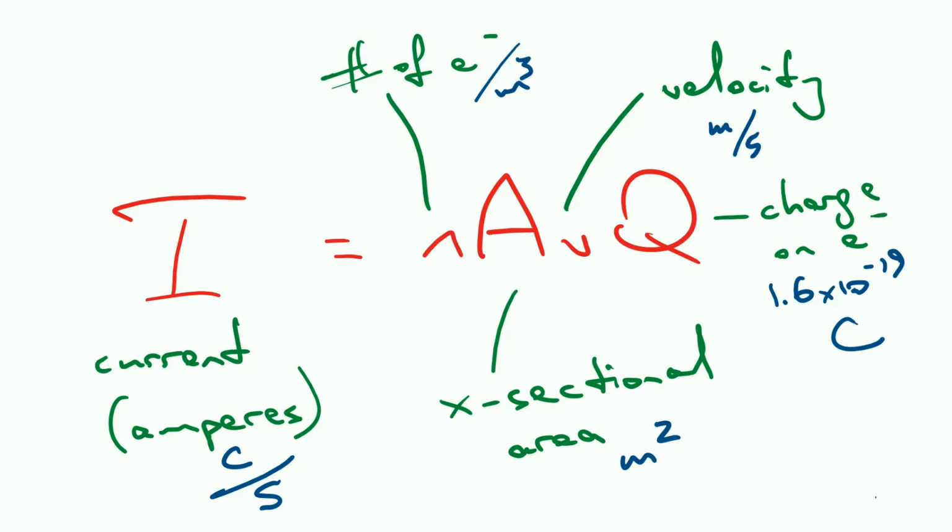Let's rearrange this equation. All right, so we started with I equals nAvQ. We want to rearrange to find v, the velocity that the electrons are actually traveling at. Well, we don't want this n and this A and this Q with the v. They have all been multiplied. We don't want them there, so let's just dump them over the other side with the I.